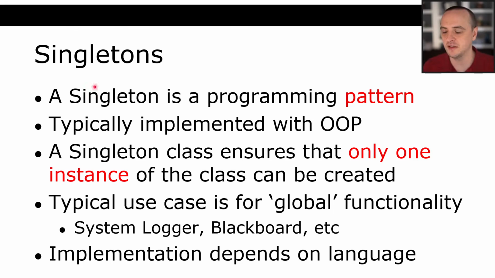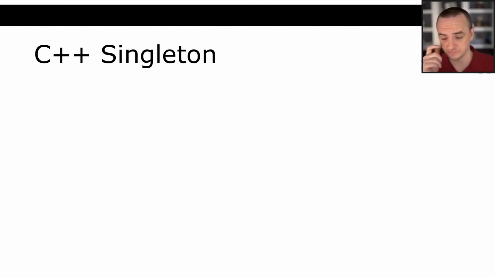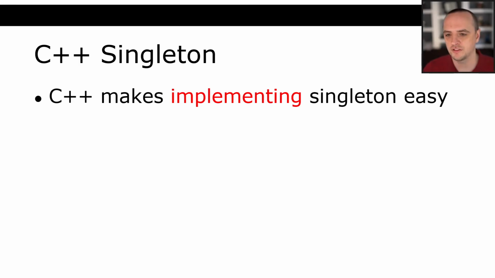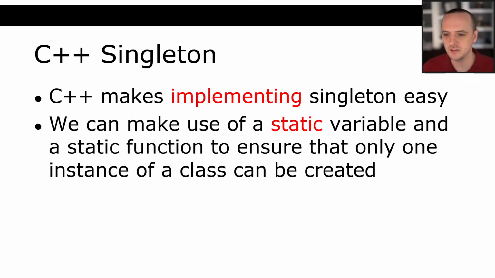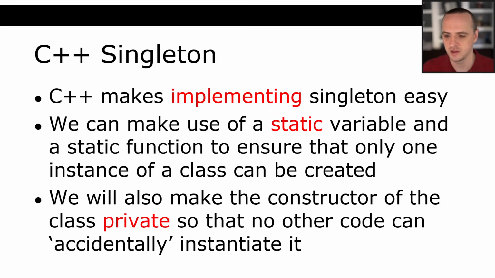Now, singletons are not the only way to implement this functionality, but in my opinion, they are a safe way to implement global functionality, so why wouldn't you use them? C++ makes implementing singletons very easy. We can make use of a static variable and a static function to ensure that only one instance of a class can be created. We will also make the constructor of that class private so that no other code could accidentally instantiate it. So let's see what that looks like.